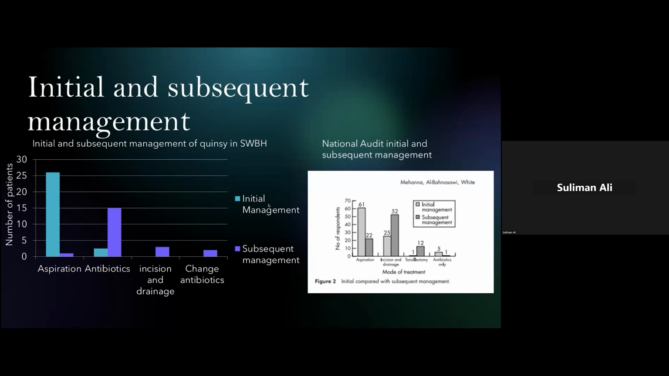Now, this is similar to the national audit, which is in the black and white, where most patients had the initial management of aspiration. However, quite a lot of patients had incision and drainage as the initial or subsequent management nationally, whilst in my trust locally, that was not the case. I think the reason why, which I'll come to later, is that it's just not common practice in my trust to have I&D done, and they would just prefer to aspirate and drain quinsies.